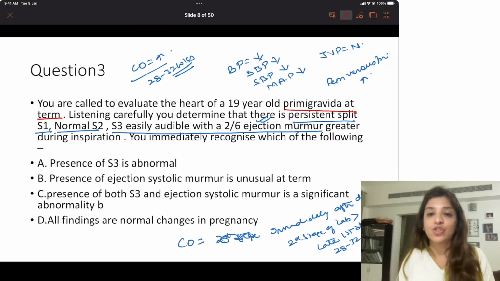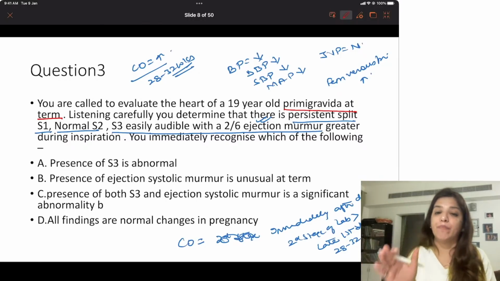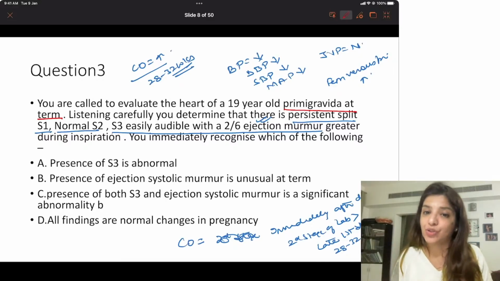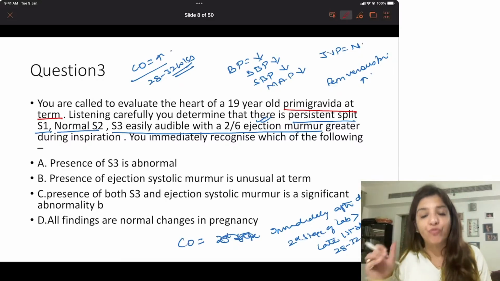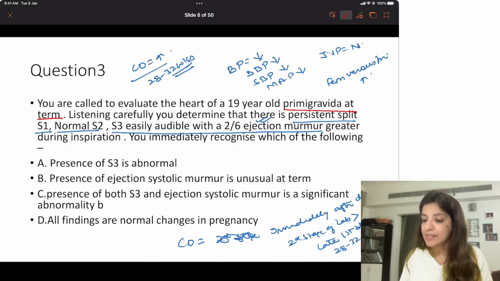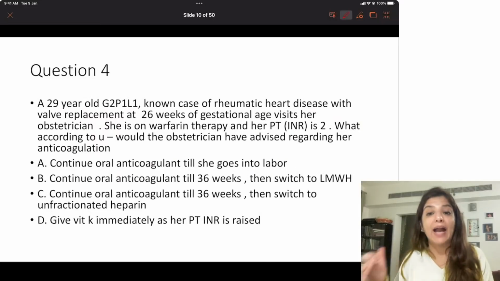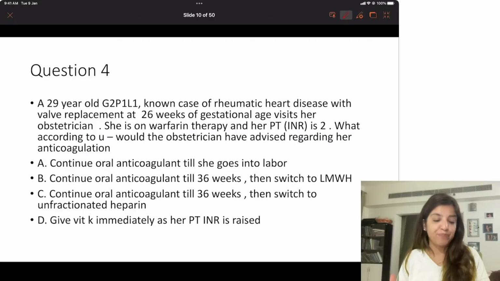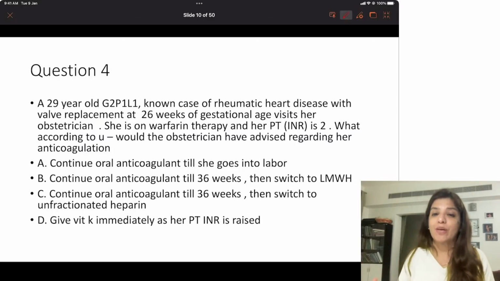So in the heart disease chapter, very, very important is what are the maternal adaptations of the cardiovascular system during pregnancy. That's very, very important, number one. Second thing which is important is anticoagulation in pregnancy. So please read this question number 4.